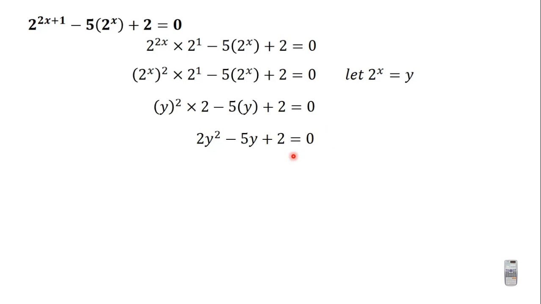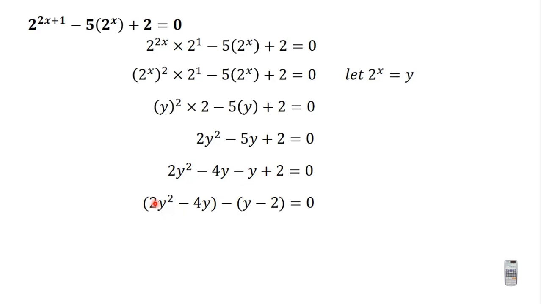To solve this quadratic equation, we factorize the quadratic trinomial on the left-hand side. I explained how to factorize quadratic trinomials in the videos on algebraic expressions. So I'm going to go ahead with factorizing this quadratic trinomial. You have 2y squared minus 4y minus y plus 2 is equal to 0. This will give us 2y squared minus 4y in one bracket, minus 1 into bracket y minus 2 is equal to 0.